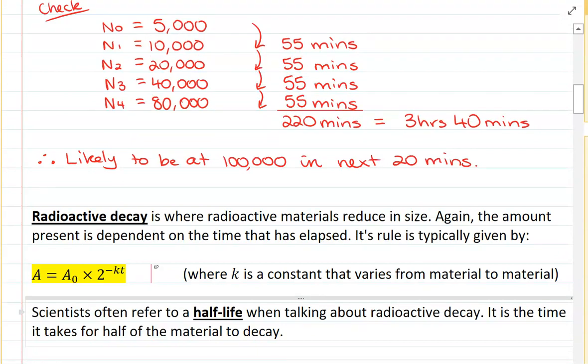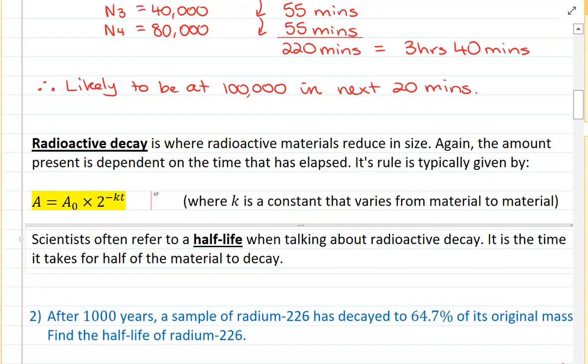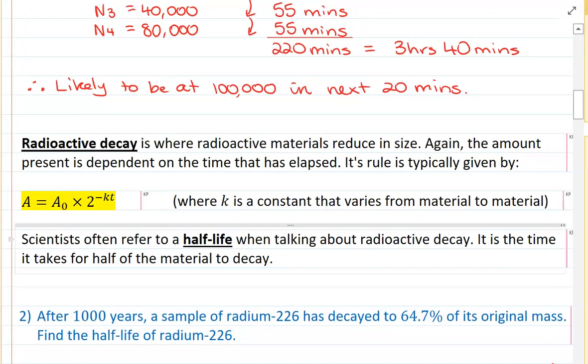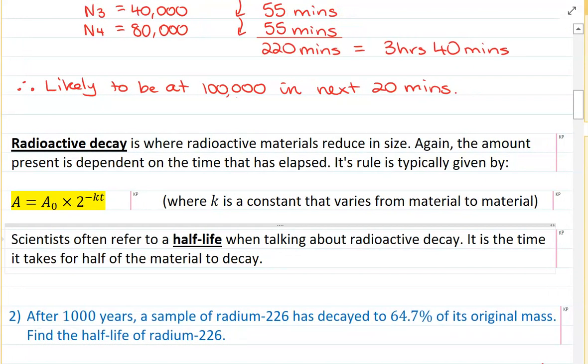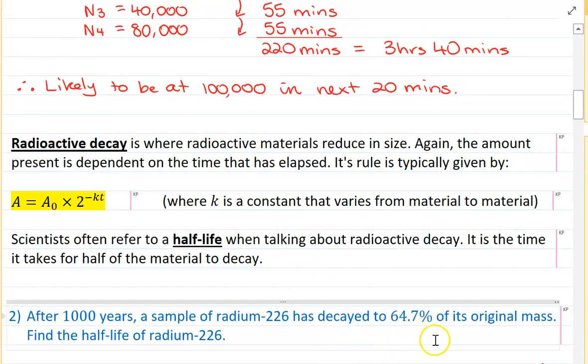Often we talk about half-life, and when we're talking about radioactive decay, the half-life is the time it takes for half of the material to decay. So let's run into an example. After 1,000 years, a sample of radium-226 has decayed to 64.7% of its original mass. Find the half-life of radium-226.